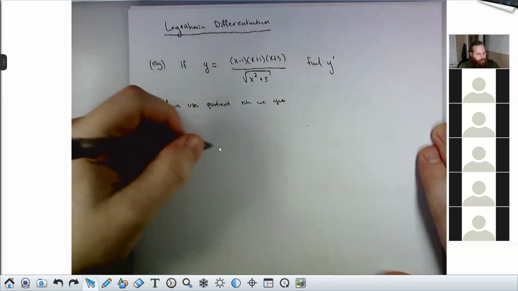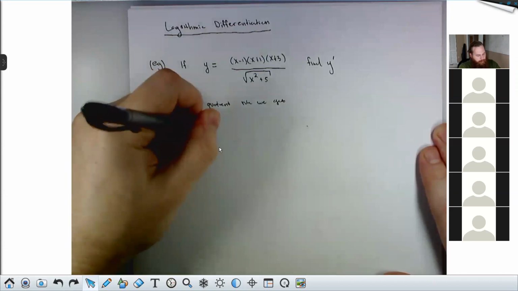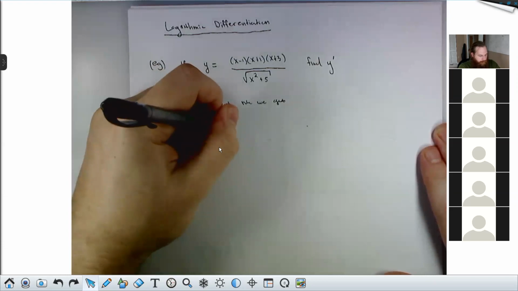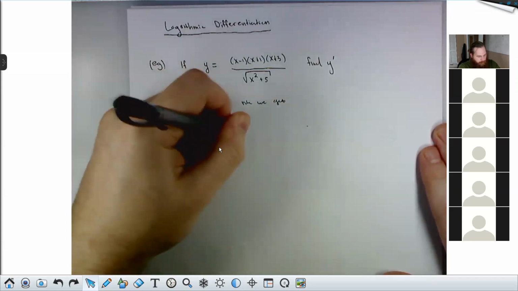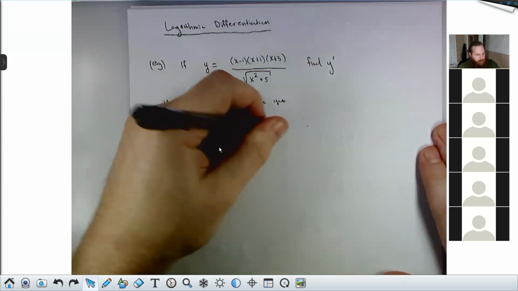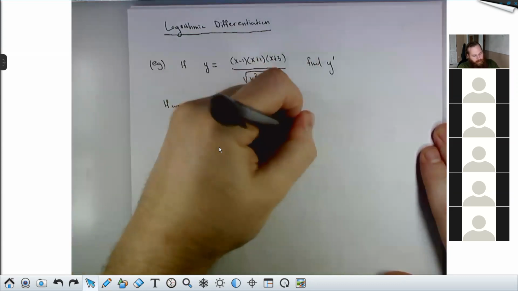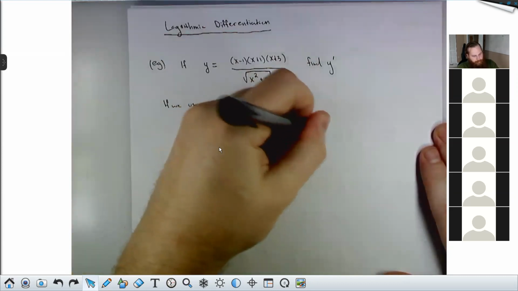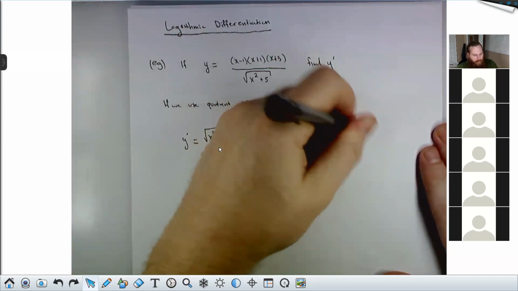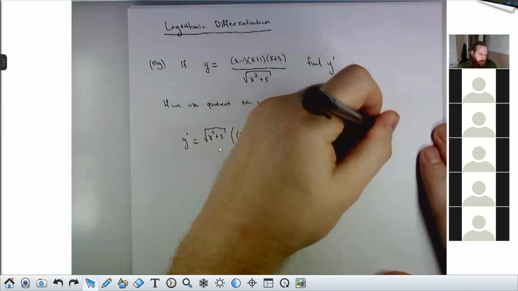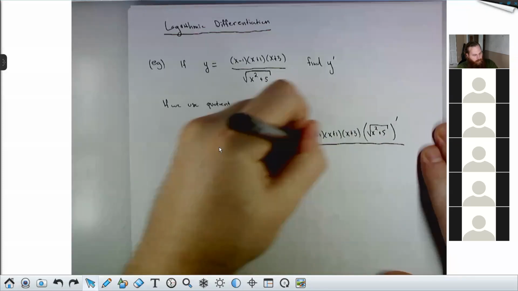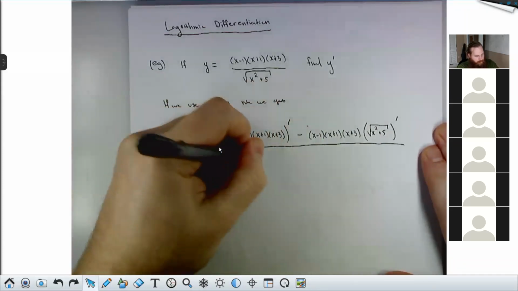that y prime is equal to low d high, that's the bottom, times the derivative of the top, minus the top, times the derivative of the bottom, all over the bottom squared.